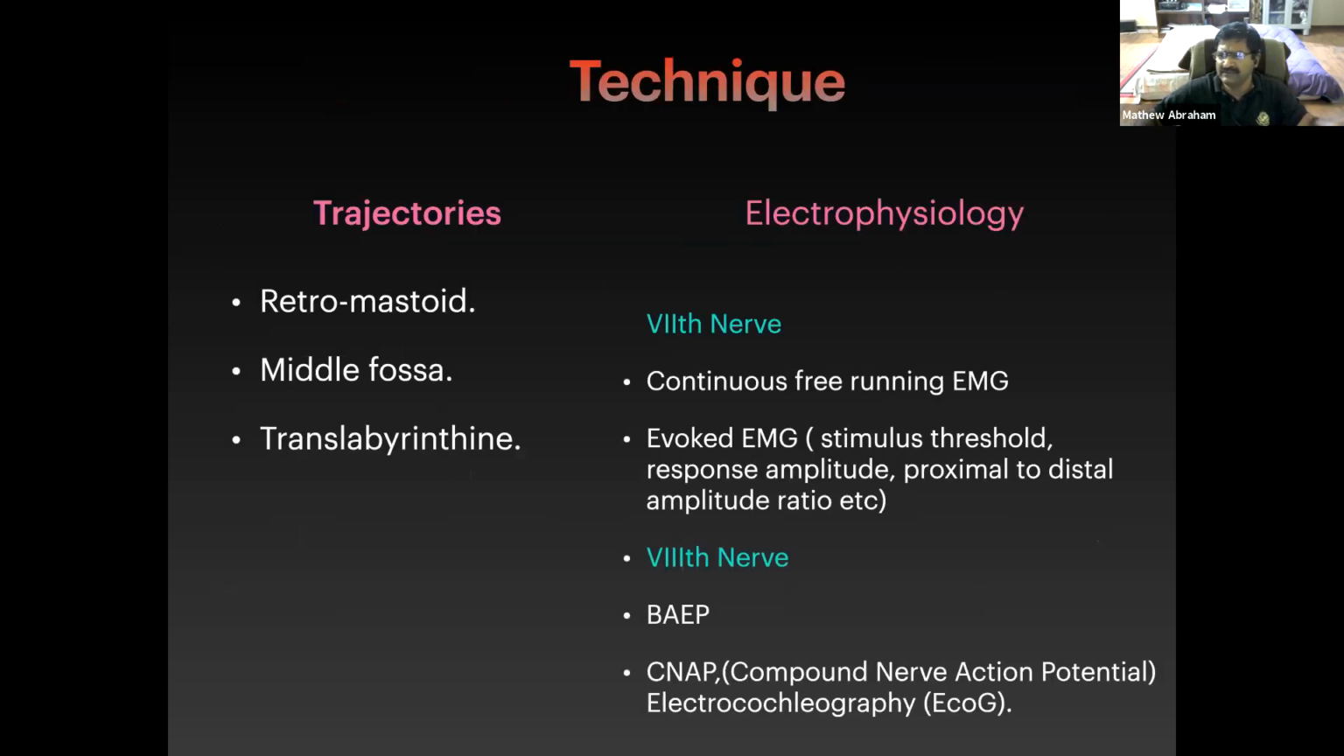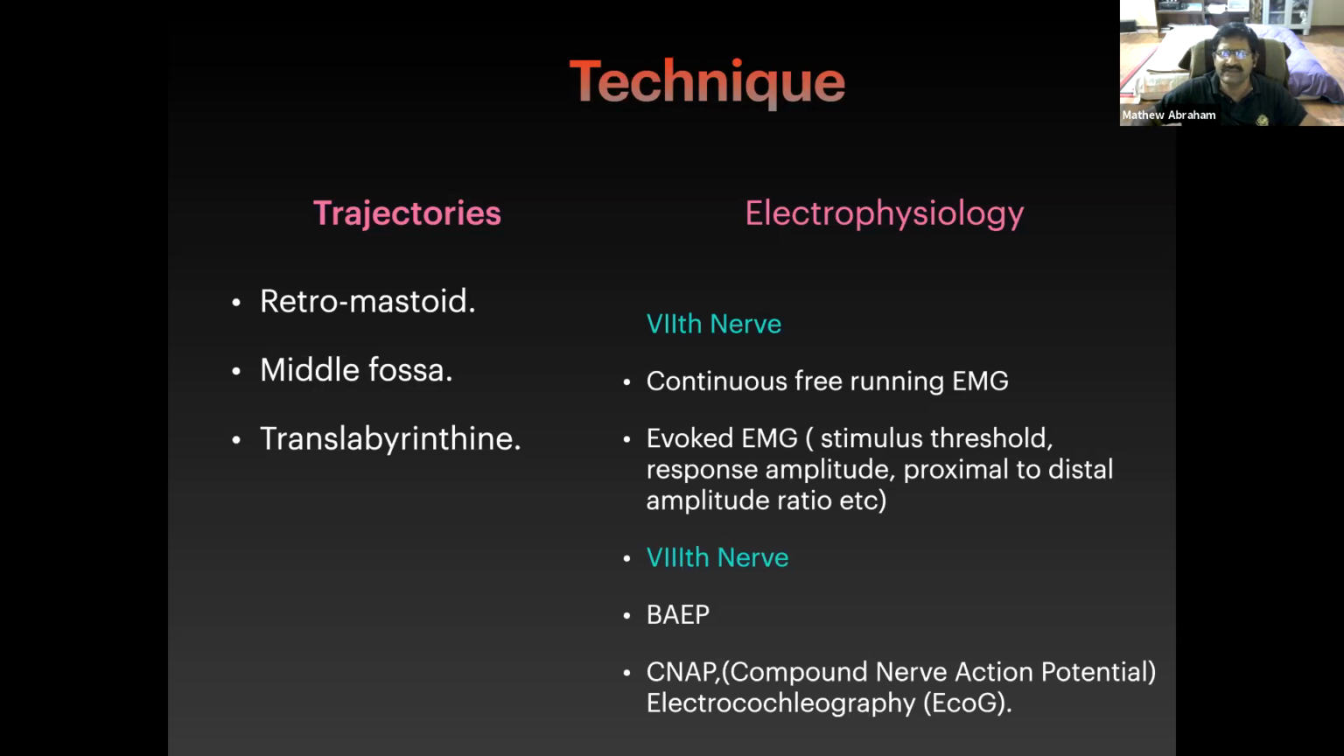I'll keep this talk basically to technique, predominantly from the retromastoid approach. When it comes to technique, rather than calling them approaches, it is better to call it trajectory. In entire neurosurgery, it's the trajectory that matters. How you approach a lesion, the direction or trajectory, decides all the structures that you have to deal with and its final success. So you have a retromastoid trajectory, a middle fossa trajectory, and a translabyrinthine trajectory.